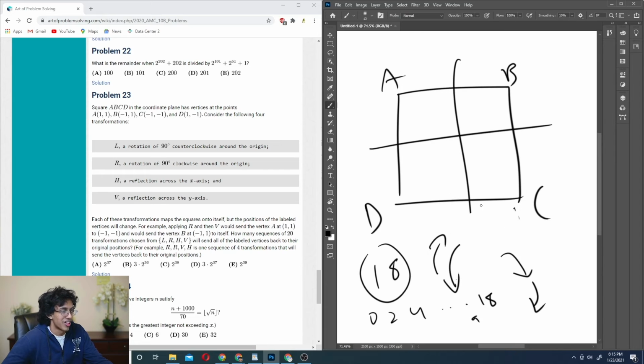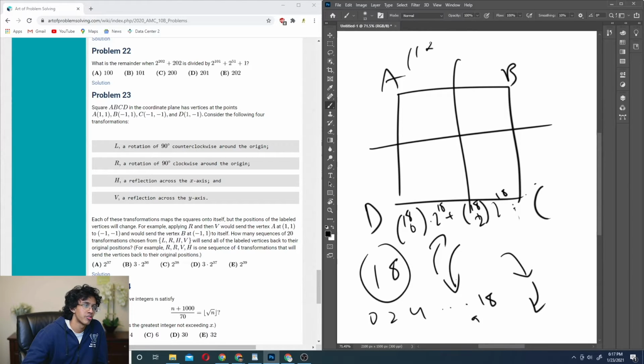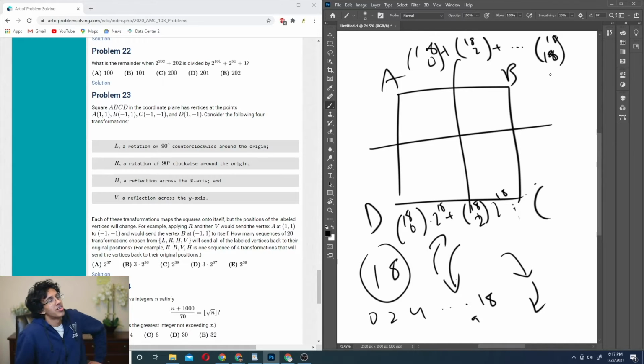Okay, so you can either do 18 choose 0, times 2 to the 18, plus 18 choose 1, times 2 to the 18, and so on and so forth. Or 18 choose 2. So what is 18 choose 0 plus 18 choose 2? Is there a nice way to sum that? It's not as nice as summing all of them.